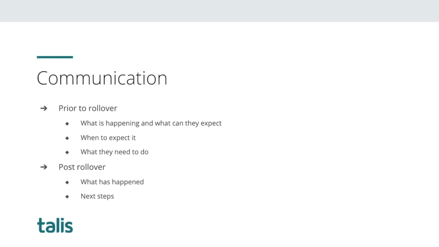Another thing to consider is timing. So we talked a little bit earlier about identifying when you're going to roll over. And once you've got that, you can identify, okay, when do I need to start having my communication? So prior to rollover, that might be a couple of months out or a month out. Then you might want to do one a couple of days before rollover, just as a reminder, and then post rollover. Just have another question.